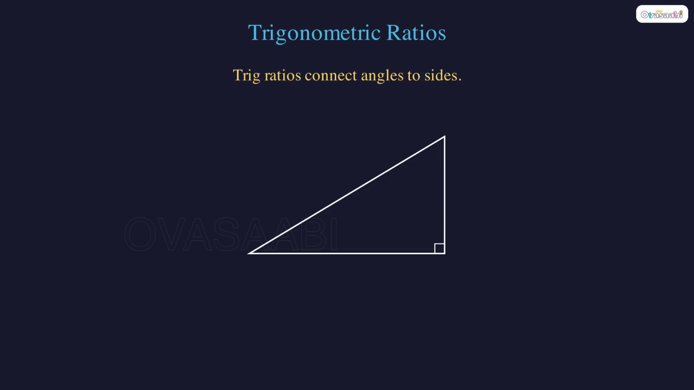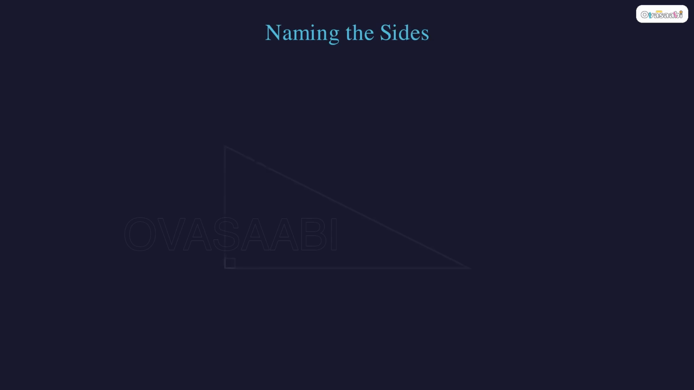Trigonometric ratios are special formulas that link an angle in a right-angled triangle to the lengths of its sides. They help us find unknown sides when we know an angle and one side.